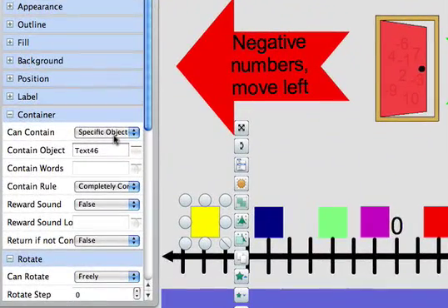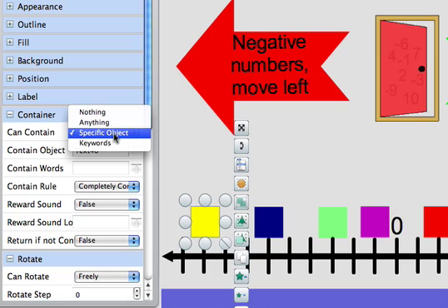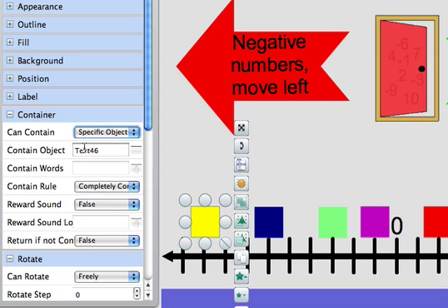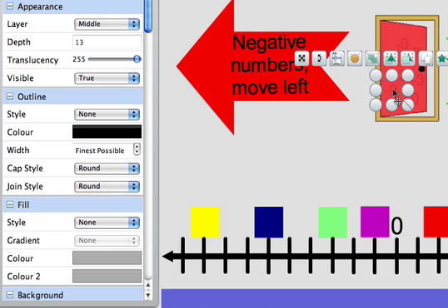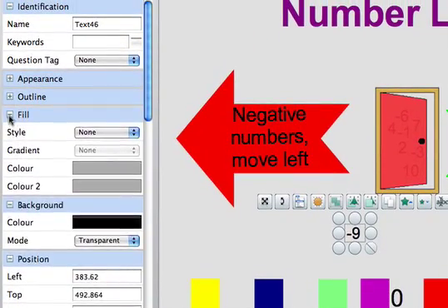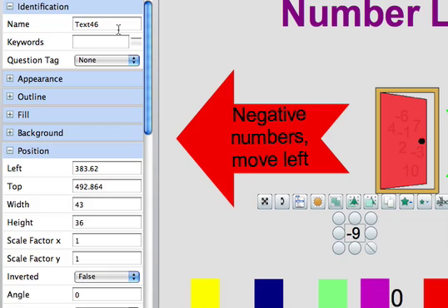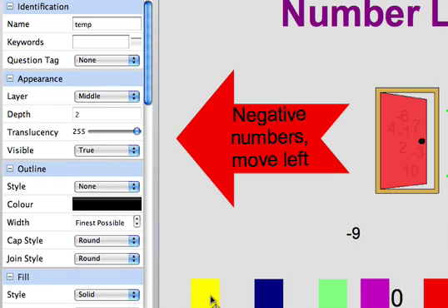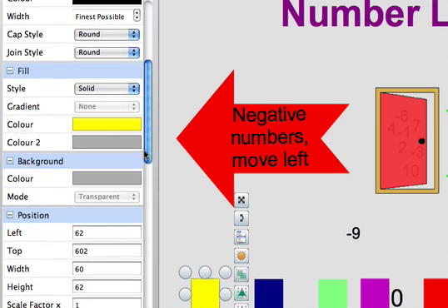You can see that where it says can contain, we chose specific object, and the actual object is called text46. So the object it can contain is -9. So if I go back and drag out that -9, I'm going to close these for -9 as well, but I just want to go to the top and look at the name. The name of -9 is 46. So if I go back to my container, that's what indicates what the right answer is, or what can be contained within that box based on the name of the object.